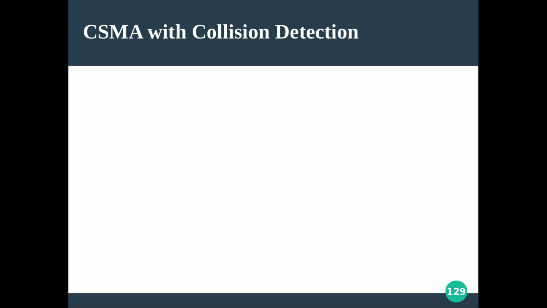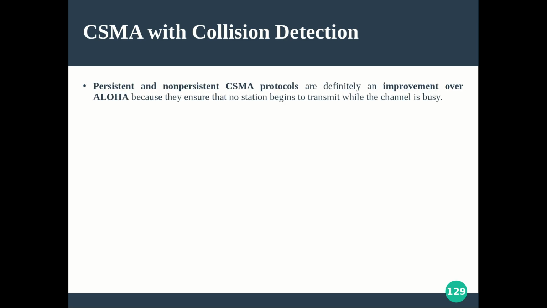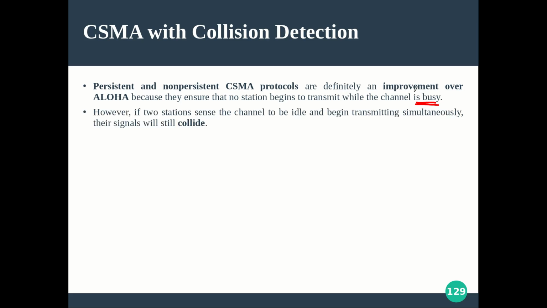How that detection is to be done, and what things have to be taken care of for proper collision detection. The persistent and non-persistent CSMA protocols are definitely an improvement over the Aloha protocol, because carrier sensing is introduced. Both are better than pure as well as slotted Aloha, because they ensure that no station begins to transmit while the channel is busy. If the channel is busy, the sensing will be done properly and you will not send the data.